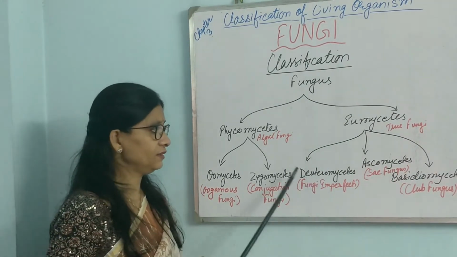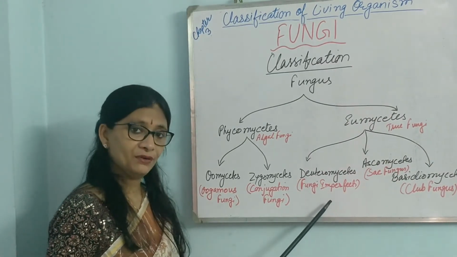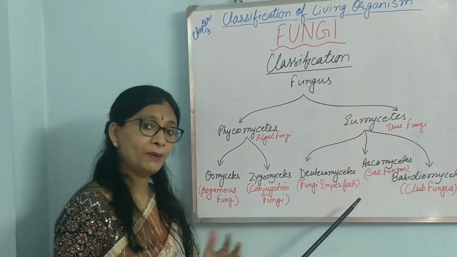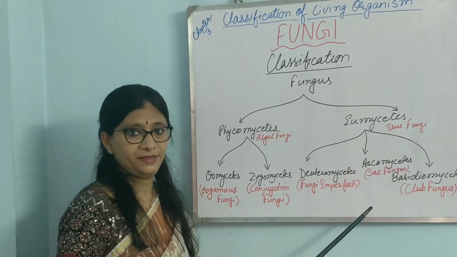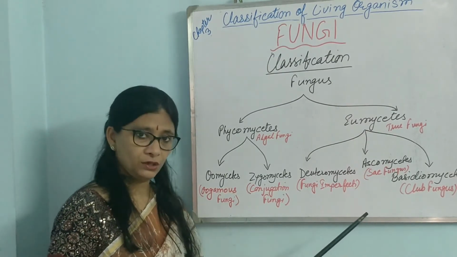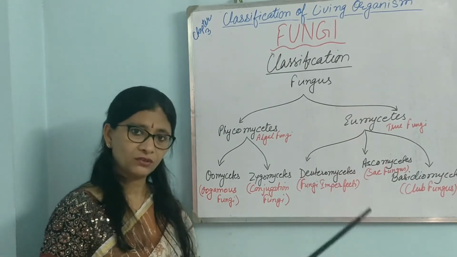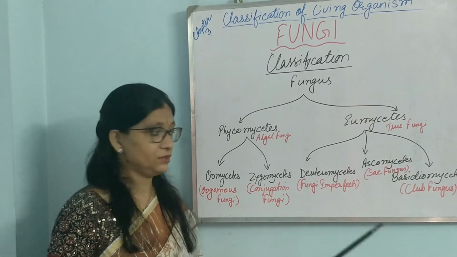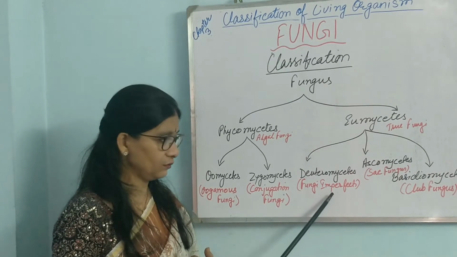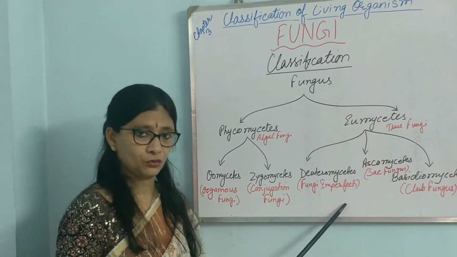Then we have Eumycetes, first group, that is Deuteromycetes. It is known as Fungi Imperfecti. Imperfecti means no perfect stage is there. Perfect stage means sexual stage. After the sexual union, something comes up like a zygote or some structure. Those structures are absent in this group of fungus, so it is known as Fungi Imperfecti. Sexual reproduction is totally absent in this group.